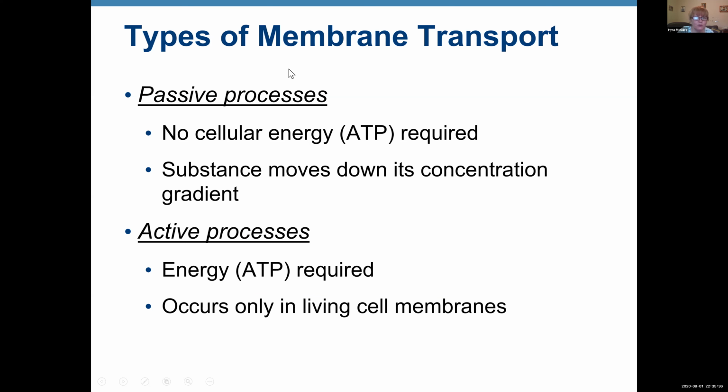So there are two types of membrane transfer, passive and active. Passive does not use ATP, and substances move from high concentration to low concentration, so they move down their concentration gradient. And active transfer requires ATP, and substances move against the concentration gradient, and it only occurs in the living cell membrane. So there is no active transport if the cell is dead, but passive transport can happen in dead cells as well.